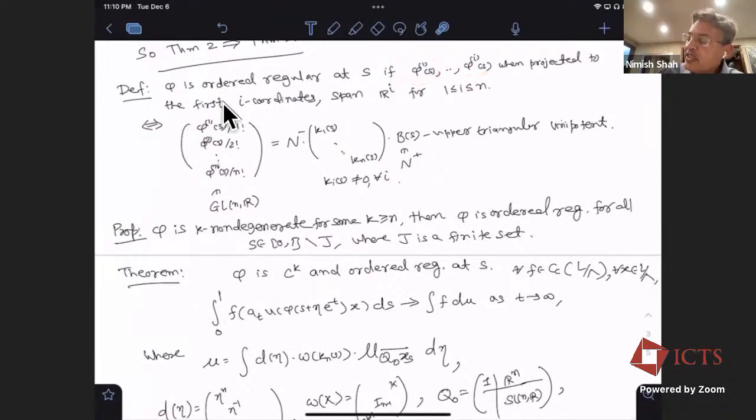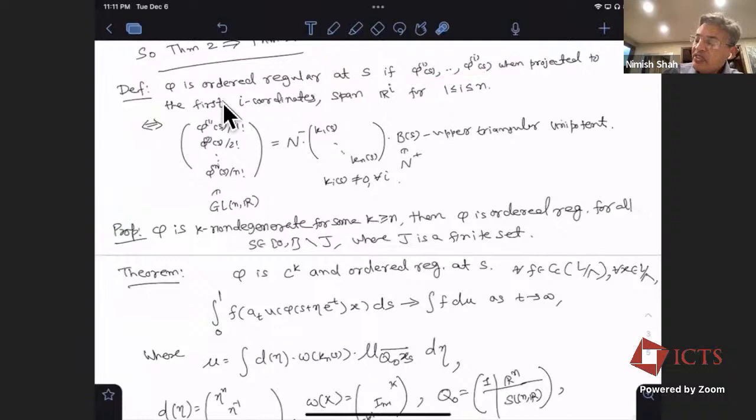You look at the projection onto the first I coordinates. We are saying that the first I derivatives, projected to the first I coordinates, should remain linearly independent after projection. In other words, if you take the first I vectors and project them onto the first I coordinates, then these vectors span R^I. So the linear span of all these vectors is R^I for every I from 1 to n. Somehow it's not enough just to have them all linearly independent, but even the coordinate projections should also be linearly independent.